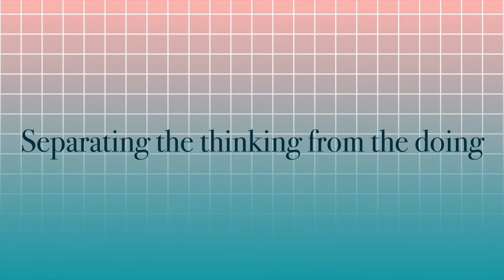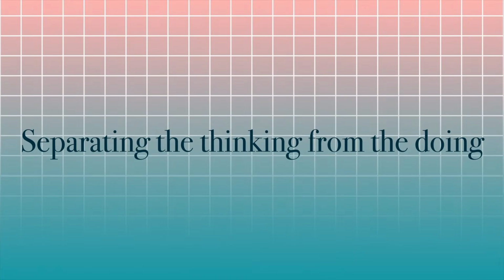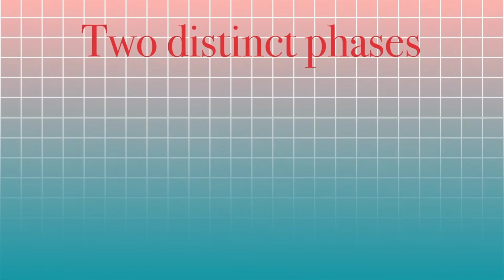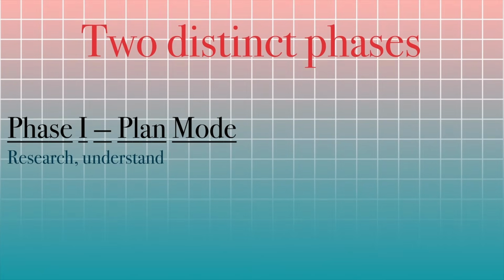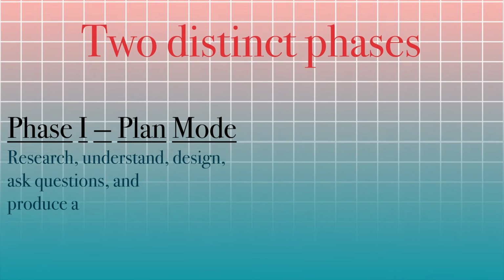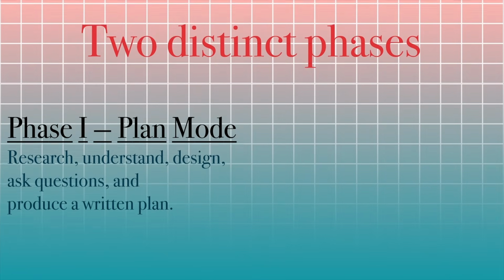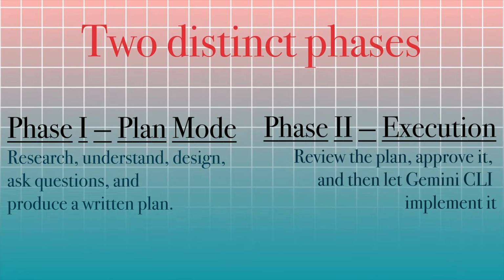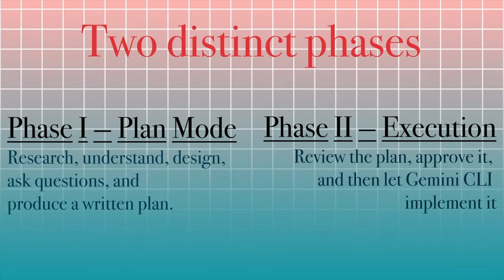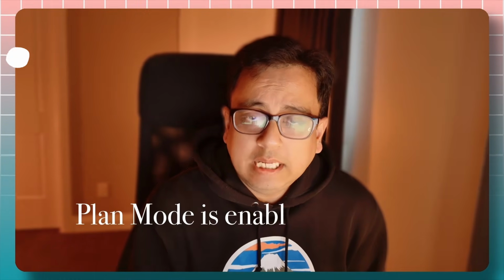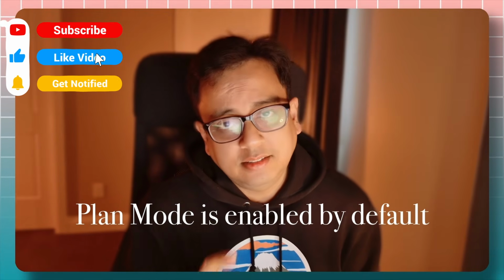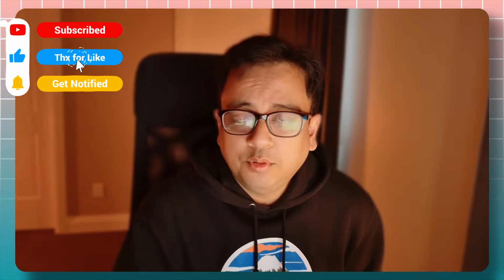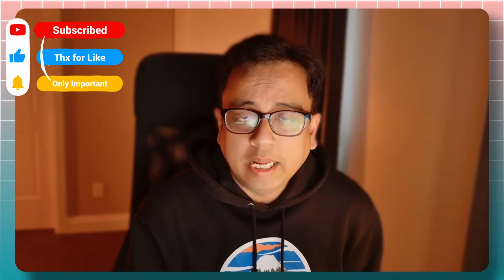So think of it as separating the thinking from the doing. So you have two distinct phases. Phase 1, which is plan mode, where you're going to do the research, understand, design, ask questions, and produce a written plan. And phase 2 is basically the execution, where you will review the plan, approve it, and then let Gemini CLI implement it. And something I really love about how Google implemented plan mode inside Gemini CLI: plan mode is enabled by default for all Gemini CLI users. So if you haven't used that before, it's already there waiting for you to take advantage of it.